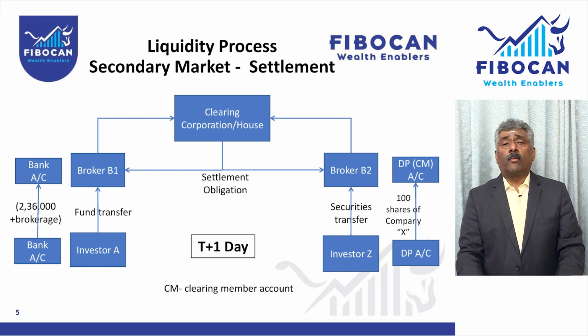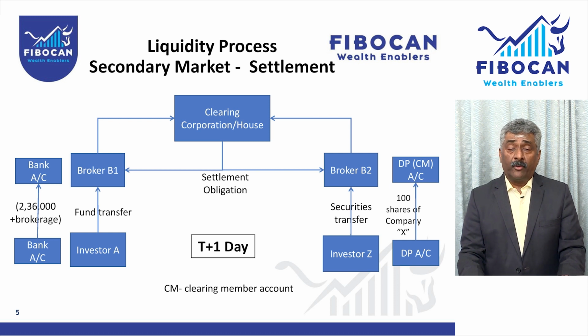At the same time, in the morning of T plus 1, the clearinghouse will give a settlement obligation to all the brokers. In this case, broker B1 will get a settlement obligation. That means B1 has to buy the 100 shares of X, he cannot go back. He cannot say, no, I will not buy this. No, he cannot say that. We will discuss that a little later.